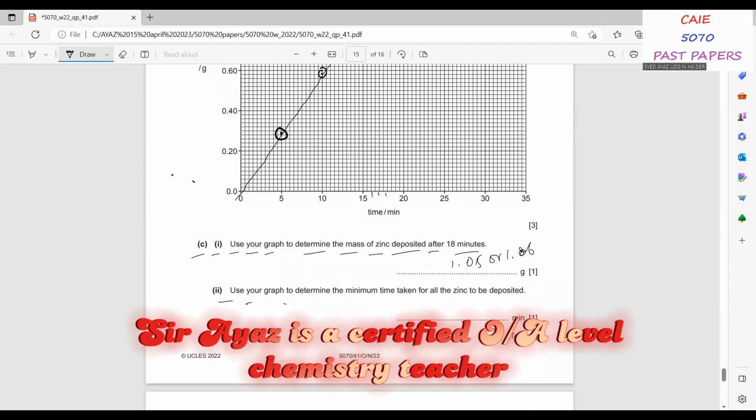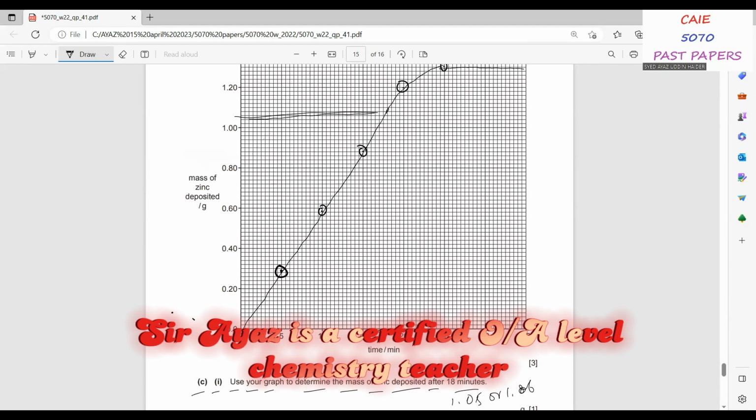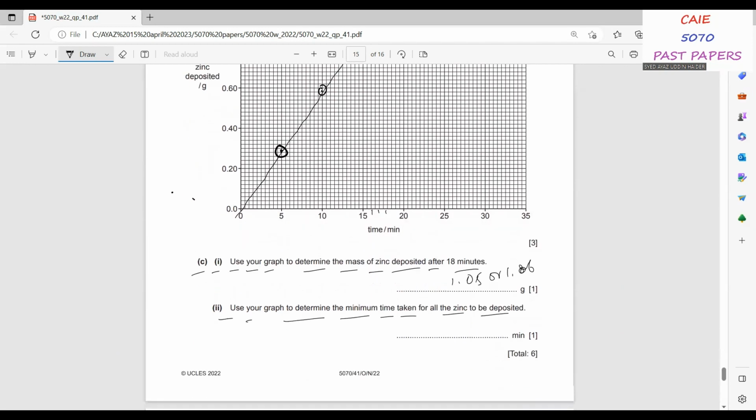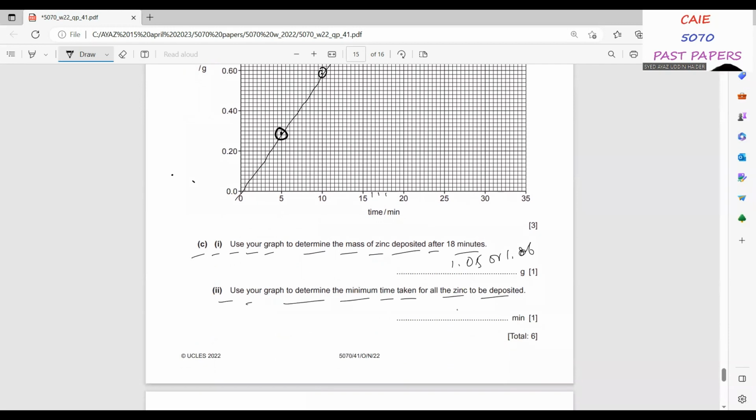Use a graph to determine the minimum time taken for all the zinc to be deposited. It's very easy. You look at the graph, the minimum time will be between 20 and 25 minutes. Should be like 22 minutes.